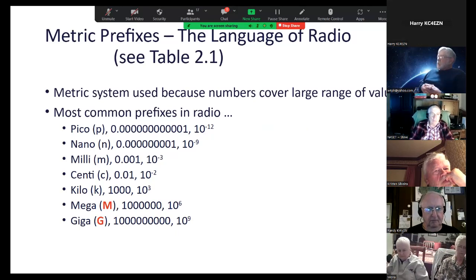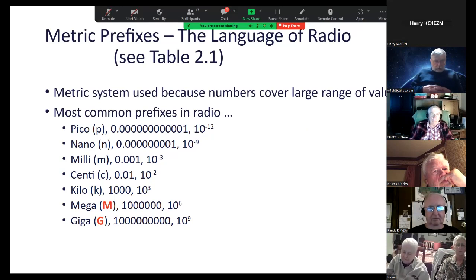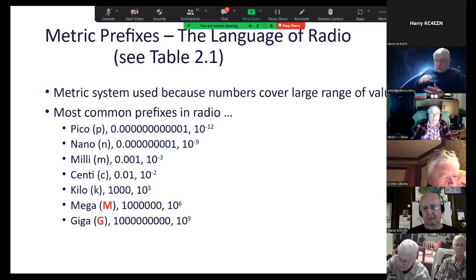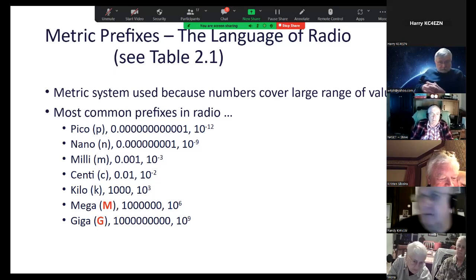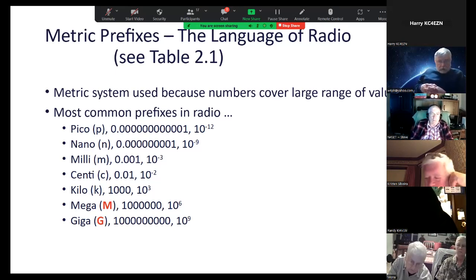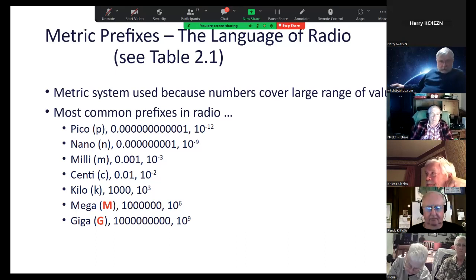You'll notice that mega and giga use capital G's and a capital M, and I think tera will also have a capital T. Pico is mostly used in capacitors, and one of the things that you hear it called is a micro, which is 10 to the minus 6. And we'll move right along.